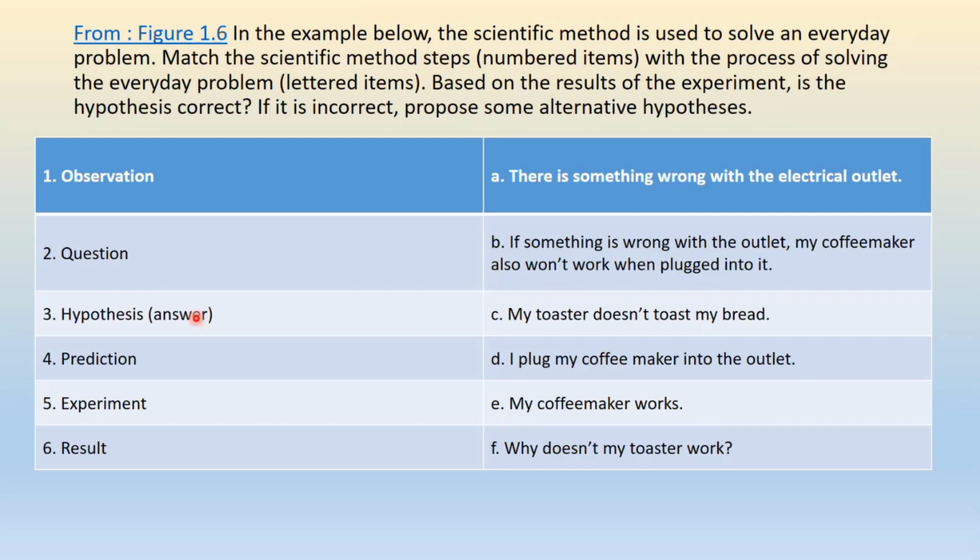So let's do it. Can we match this observation? Which one matches the description on my right here? The letter what? What is an observation? My toaster doesn't toast my bread. Which will be in the letter C. It will be C.